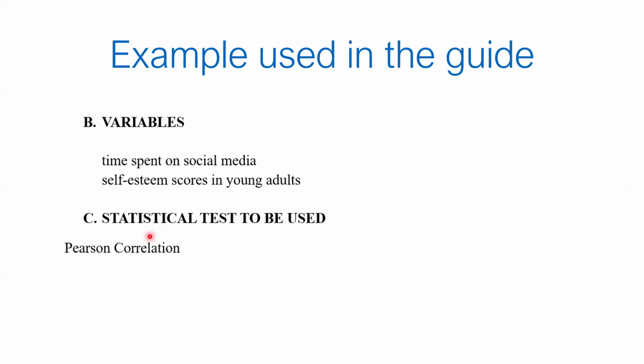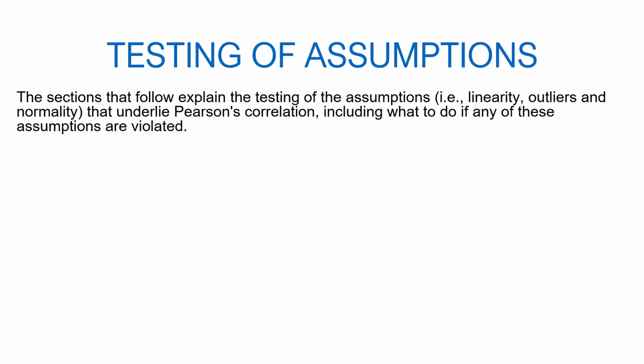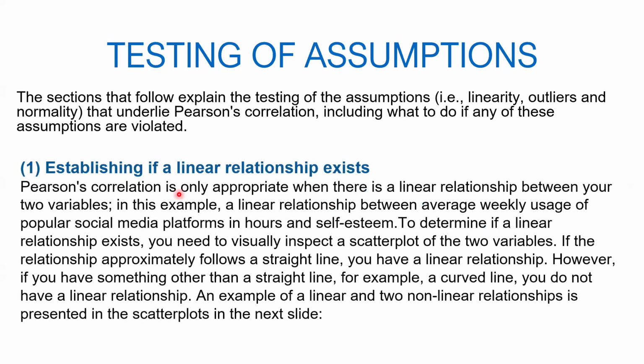So how can we say that we are going to use the Pearson correlation as the statistical test? We still have to verify certain assumptions on whether we can proceed to use the Pearson correlation. Here, we have to test the assumption of a linear relationship, if indeed it exists. We need to establish if a linear relationship exists between the two variables, because Pearson's correlation is only appropriate when there is a linear relationship between your two variables.